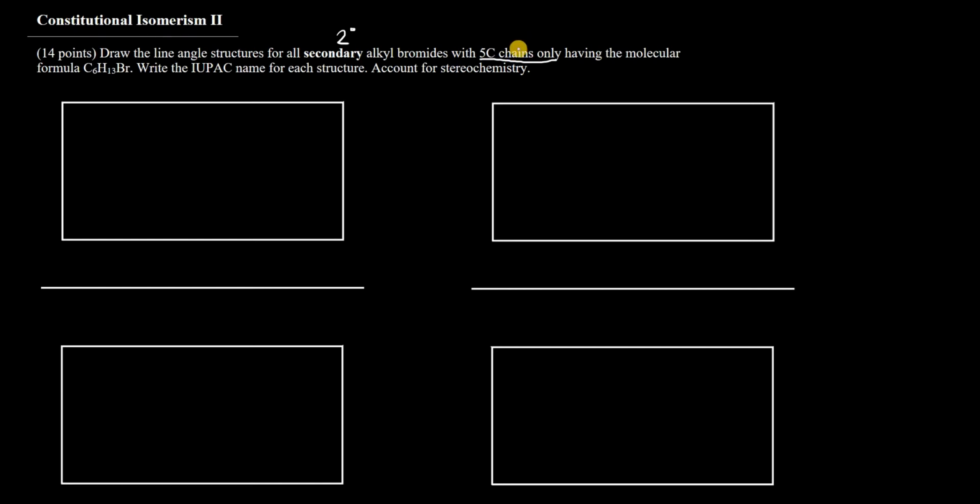No butanes, no hexanes. So to bring the carbon count up from C5 to C6, we need to include a methyl group somewhere. That adds in the missing carbon. Write the IUPAC name for each structure. Again, we're only dealing with pentanes. This time we need to account for stereochemistry.